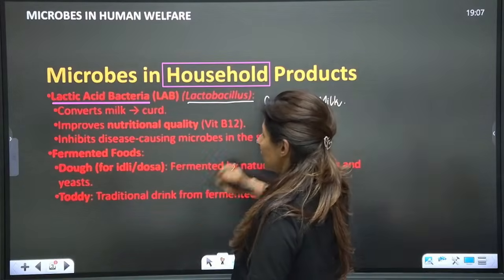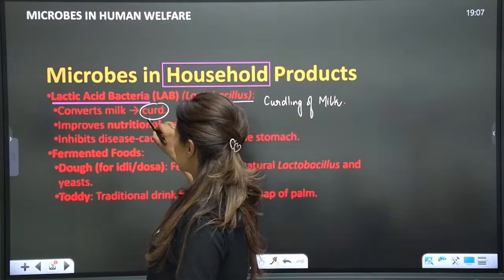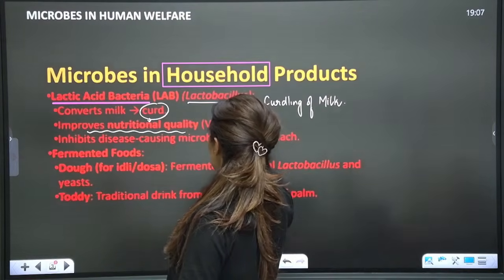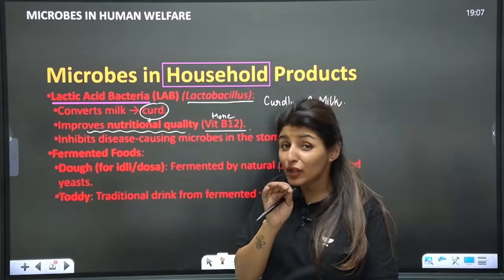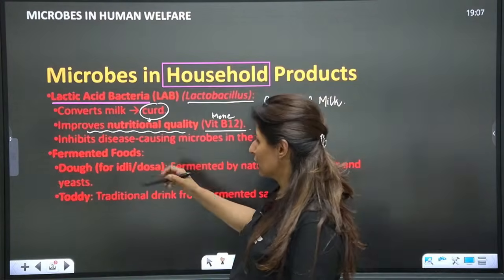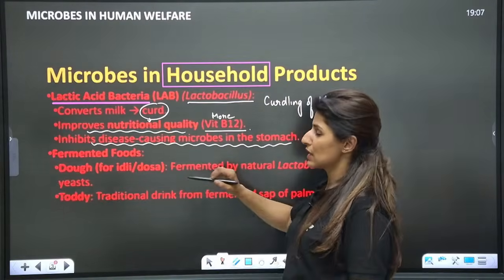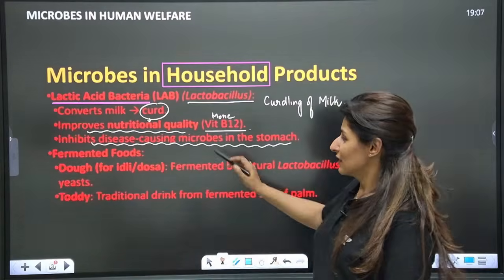And guys, by the way, as compared to milk, curd is considered better. It has a better nutritional quality, more vitamin B12, which is not found in milk. Also, curd has good bacteria, so it inhibits the disease-causing microbes in the stomach. These are the two benefits of taking curd over milk.